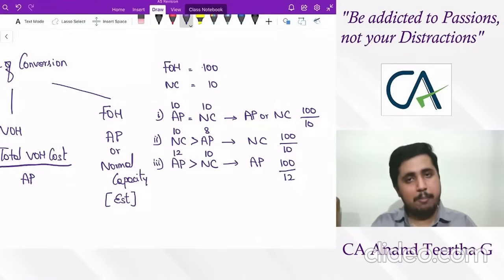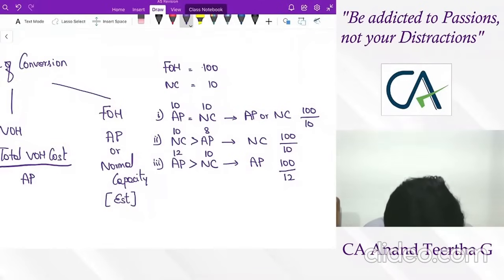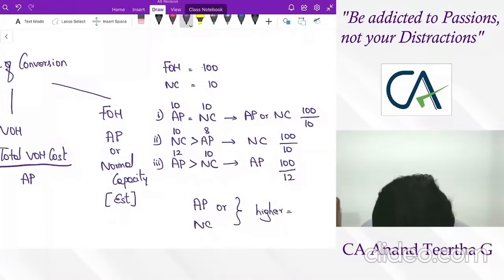To remember this in a simpler way, whenever you have this kind of calculation, either it will be actual production or it will be normal capacity, whichever is higher. Consider this for denominator purpose.